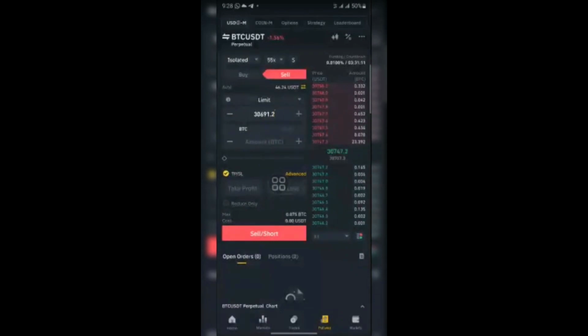Now look, isolated means I'm having $46 here, but I want to enter a BTC trade, and I want to use just $10 to enter that trade. So you put your parameters, you put everything, and once you click on open, the trade is running.